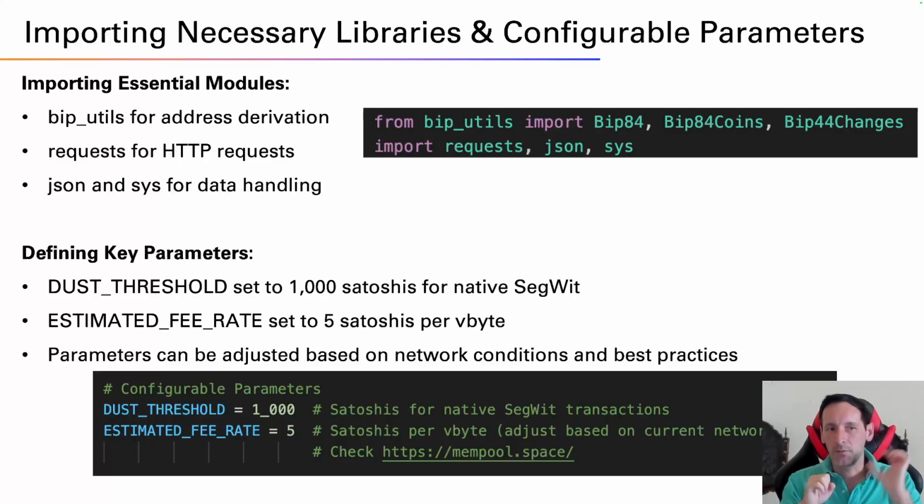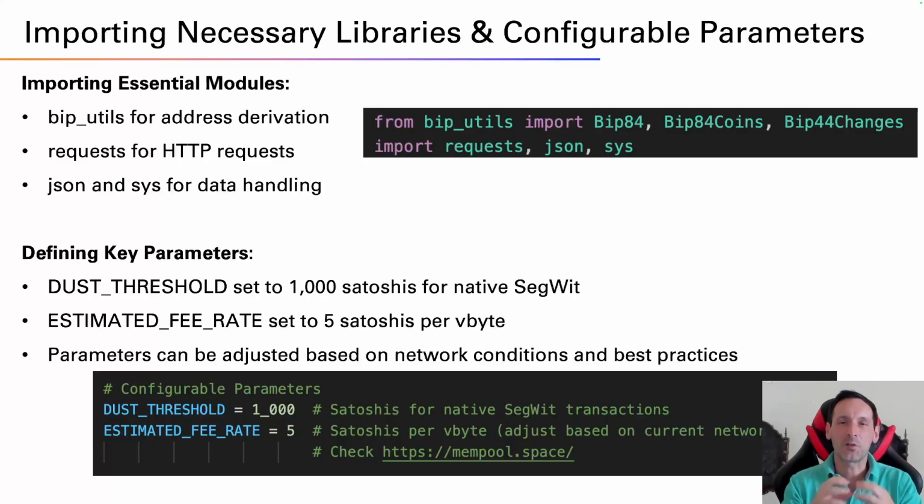The second part of this slide is talking about the key parameters that you can configure on the script. It talks about the dust threshold. So in this case, it's set to 1,000 Satoshis. And the estimated fee rate, which I've set in this script to 5 Satoshis per V byte. We'll talk about V bytes in a second and what that means.